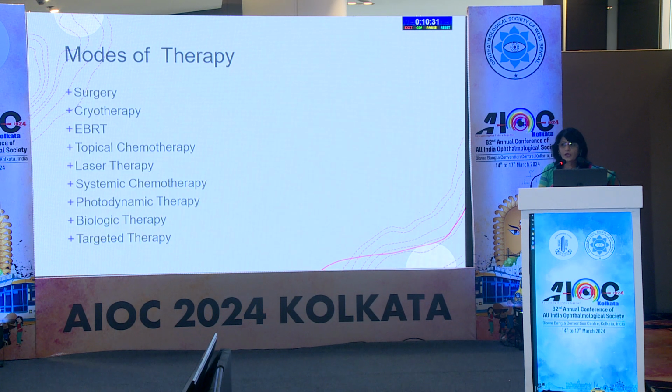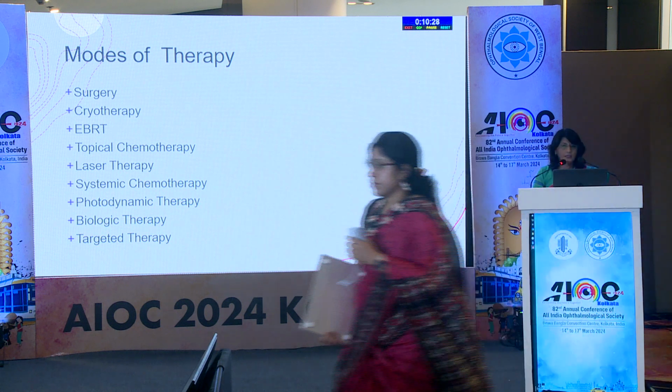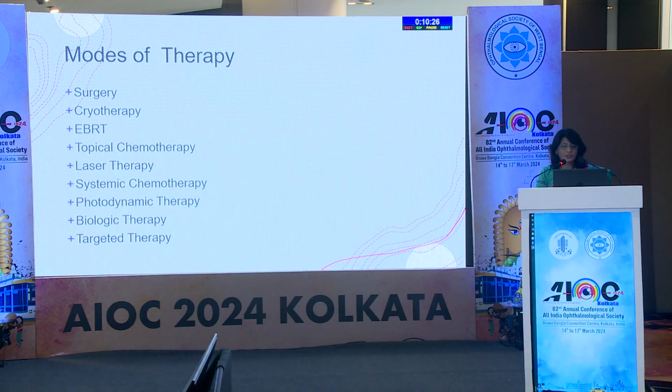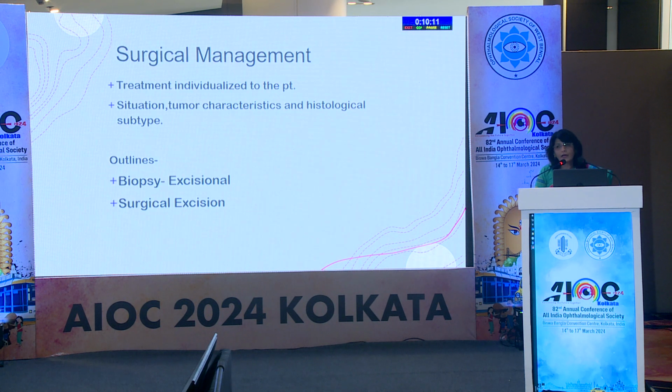So various modes of therapy are available for eyelid malignancies. The first and foremost would be surgery. Then you have alternative treatments like cryotherapy, external beam radiation therapy, topical chemotherapy, laser, systemic chemotherapy, photodynamic therapy, biologic therapy, and targeted therapy. In surgical management, of course, the treatment is individualized to the patient. As I told you, the factors to be considered have been labeled: the situation, the tumor characteristics, and histological subtype.